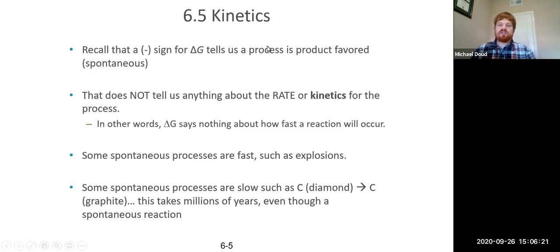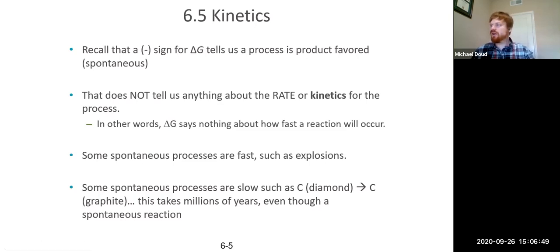So the negative sign of delta G tells us that a process is product favored or it's spontaneous. It'll go to the products, but it doesn't tell us how fast it's going to go. So in other words, you can't predict how fast a process will occur, even if it is spontaneous. For example, iron rusting is spontaneous at room temperature and normal atmospheric conditions, yet it doesn't just rust on its own.